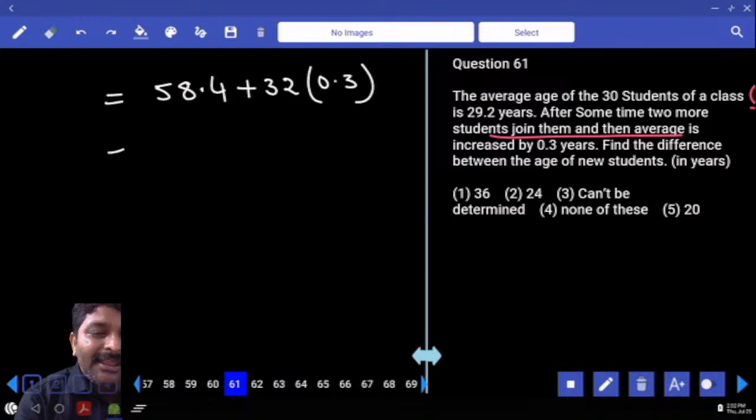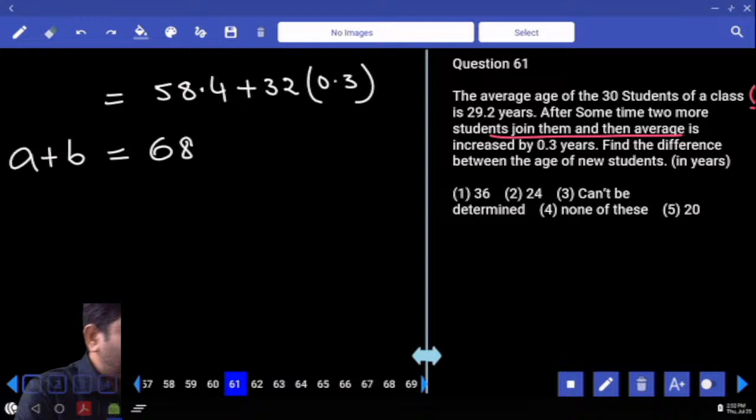If you add 9.6, 68 is the sum of those 2 new students. We cannot identify their age difference unless there is a comparison here.